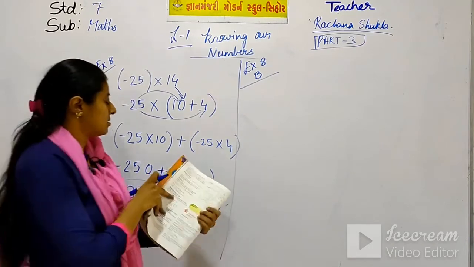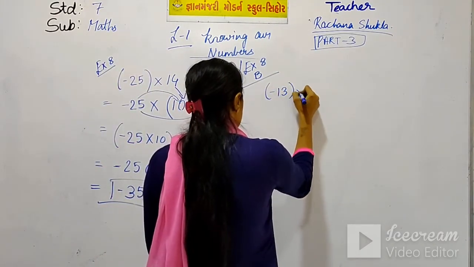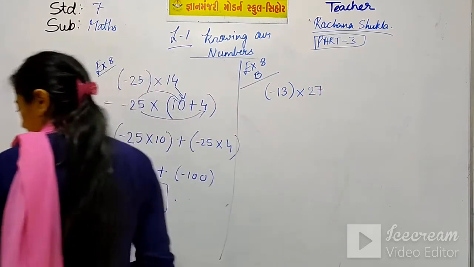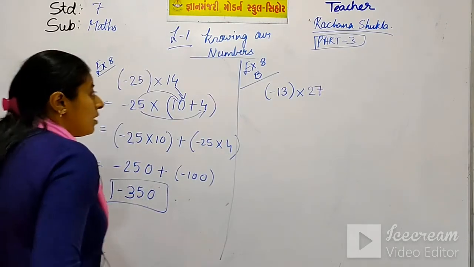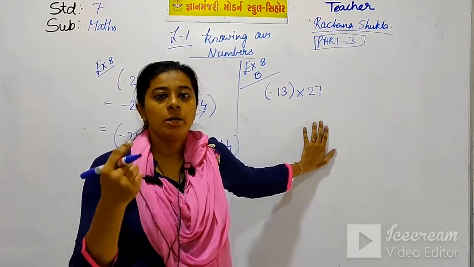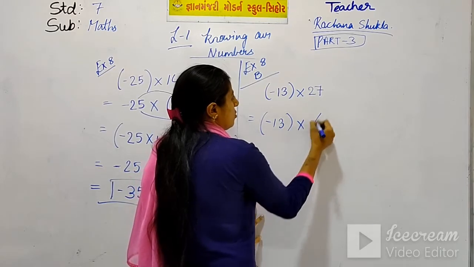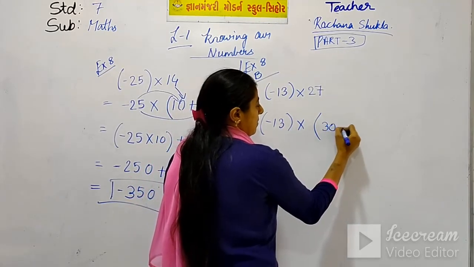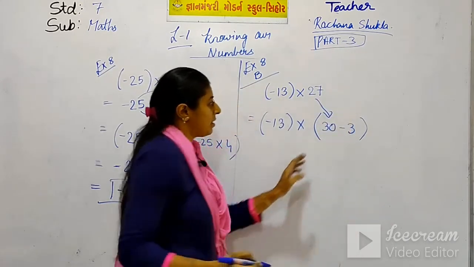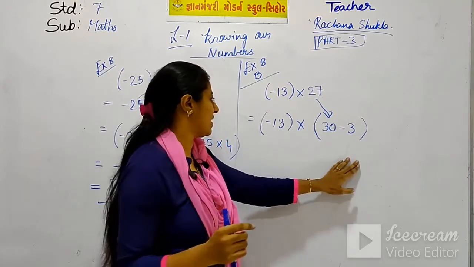Your question is minus 30 into 27. So first we will solve 27. 27 means 30 minus 3. All of you know 30 minus 3 is 27.